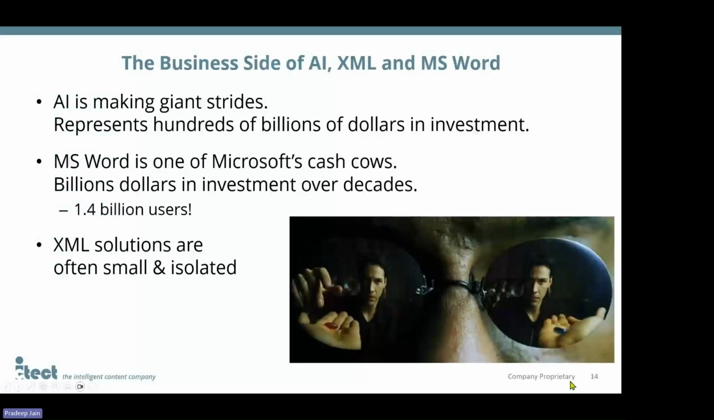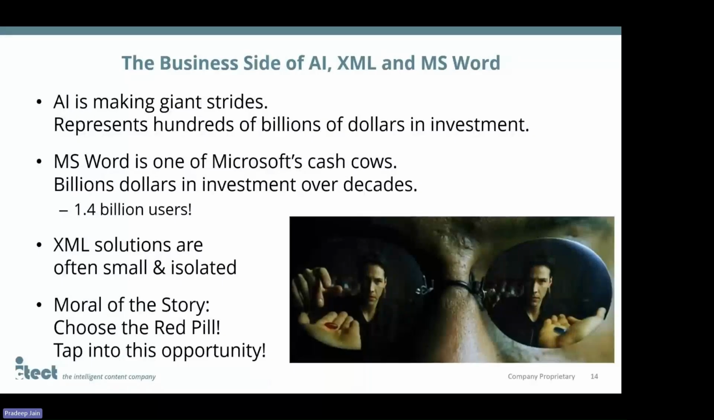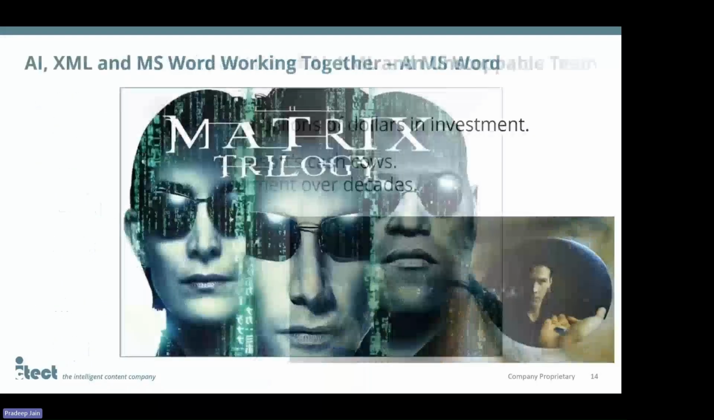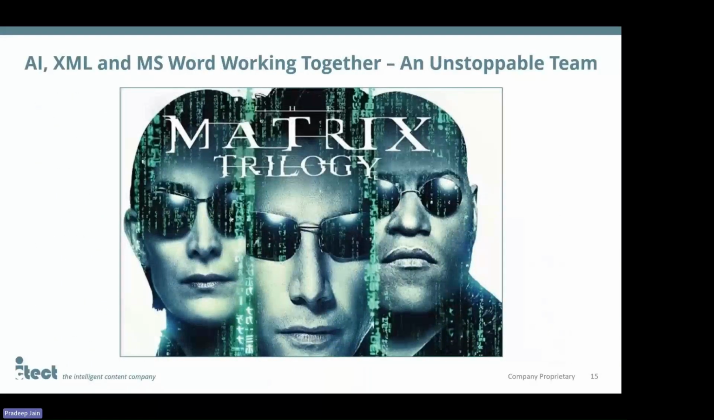So that's on the business side. And what I would really like to say is, well, you have the opportunity to choose the red pill or the blue pill. Which one would you choose? AI, XML, and Microsoft Word working together, really summarizing the key takeaway is that you need all three things to work together seamlessly.